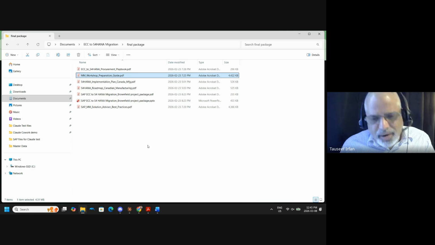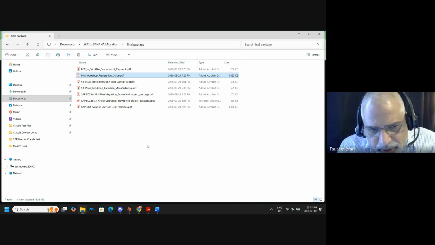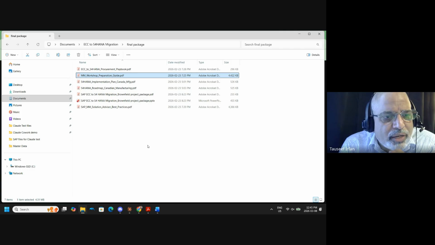Like the whole Activate methodology. This is core. This is 6 or 7 files. This is something you all should have.